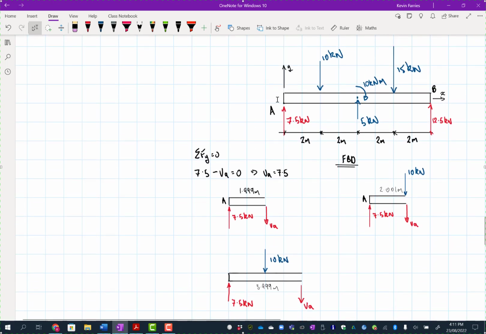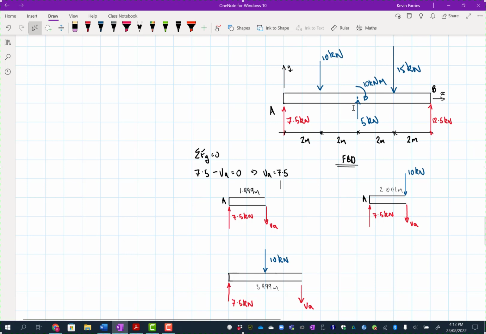So what we're doing here is taking a section just before that 10 kilonewtons. So it's at 2 meters, so maybe like 1.999 meters. And what would you get for VA if you did that? Well, it's 7.5. And so you're going to go up 7.5. You're going to come along until you get to 10. It's still going to be 7.5. But as soon as you cross over that 10 kilonewtons, you've now got plus 7.5 minus 10. So that's going to be minus 2.5 kilonewtons. So this is going to drop down to minus 2.5 kilonewtons.